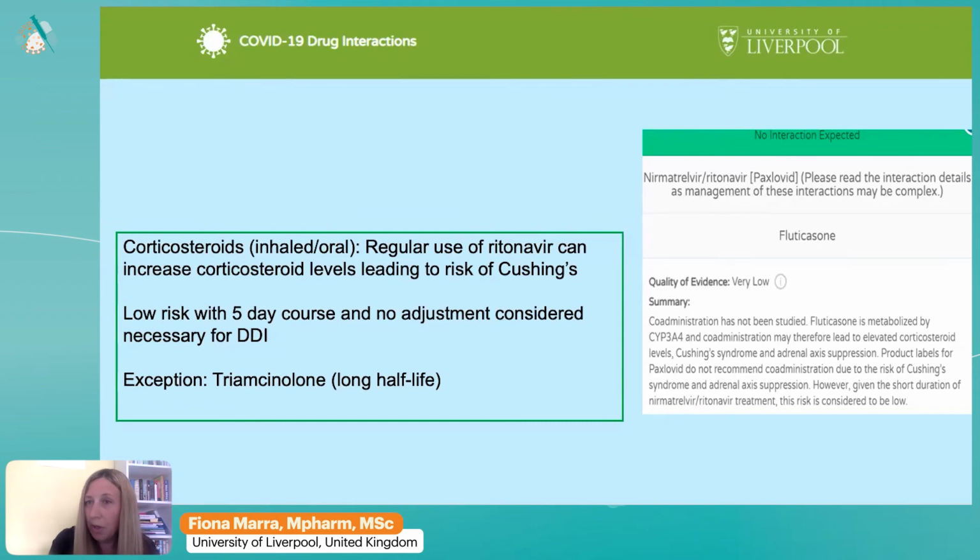So therefore, this is a green interaction. This patient doesn't need to do anything. They can keep taking their inhalers, and this effect with 5 days of ritonavir is not going to be a concern.